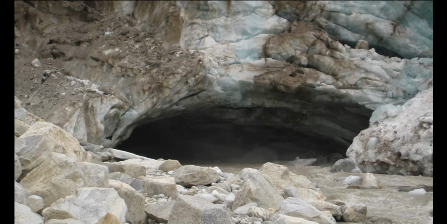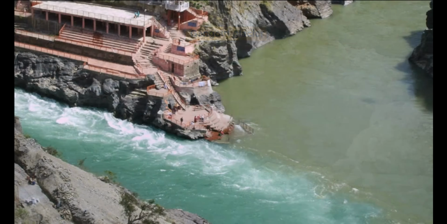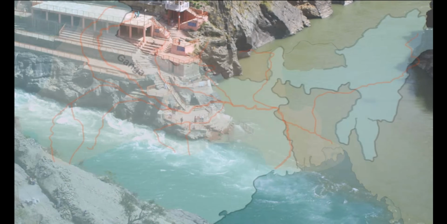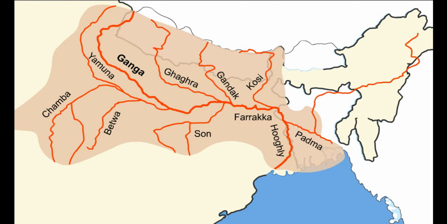The Ganga River System. River Ganga originates from the Gangotri Glacier. It is joined by the Alaknanda at Devprayag, wherefrom it takes on the name Ganga. Its major Himalayan tributaries are rivers Yamuna, Ghagra, Gandak, and Kosi. Chambal, Betwa, and Son are its major tributaries from the peninsular uplands. Joined by these tributaries, the Ganga flows eastwards till Farakka, West Bengal, where it bifurcates into Hooghly and Padma.